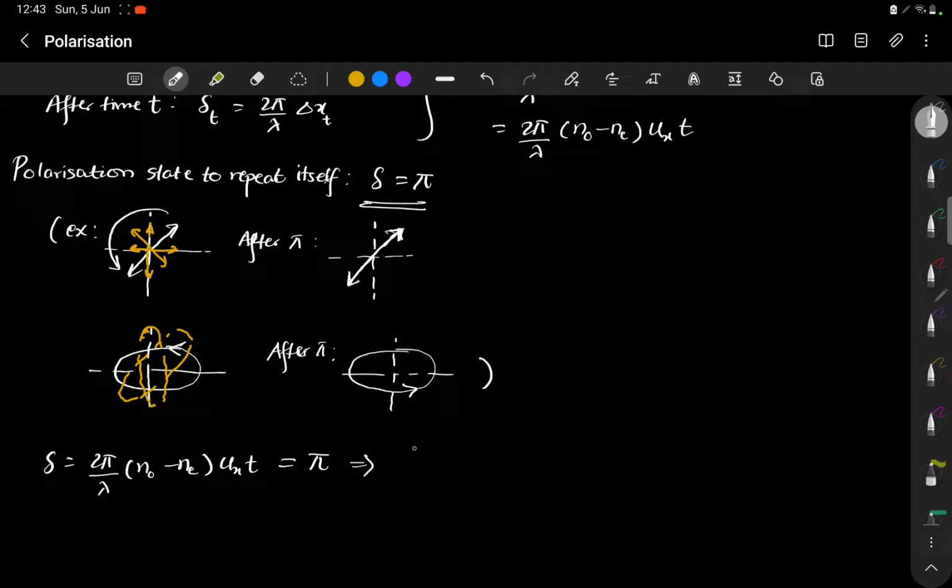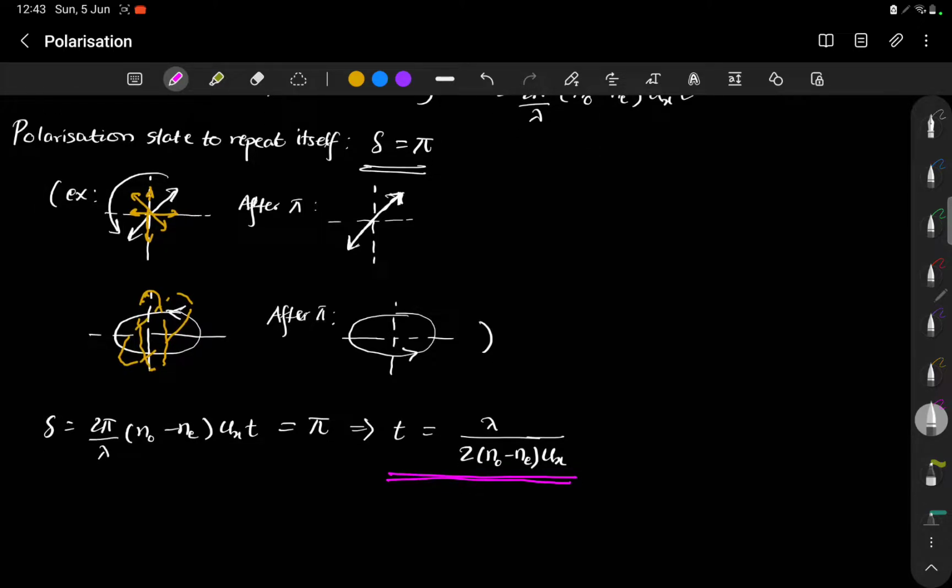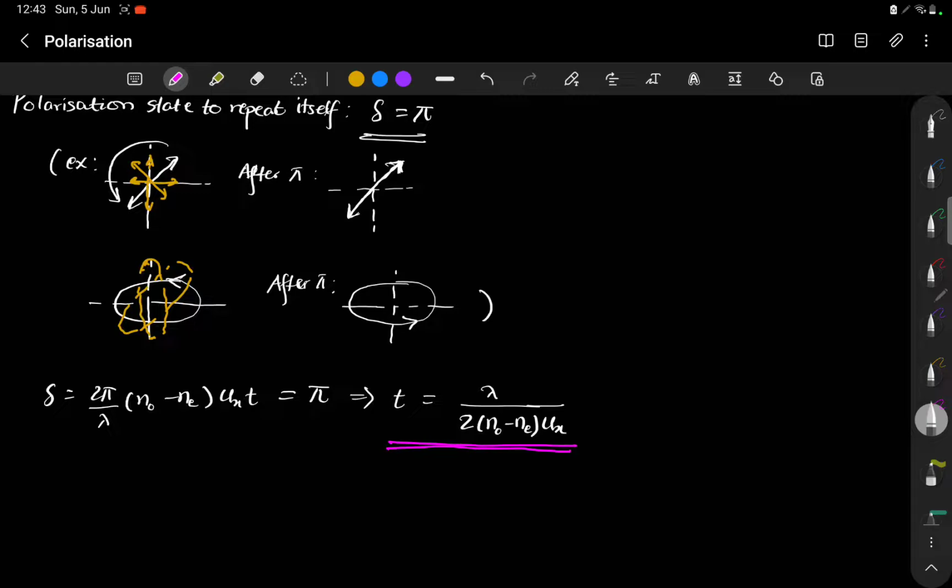So from here we will find out T is equal to lambda over 2 (n0 minus ne) times ux. So after this time, the polarization state would repeat itself. So we can find out the value of this because we know the value of each of the other terms.